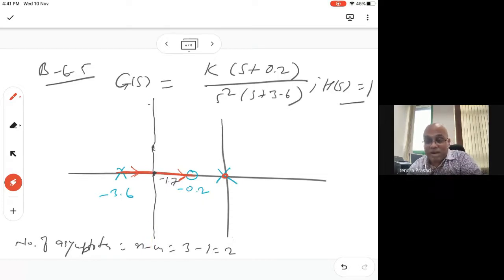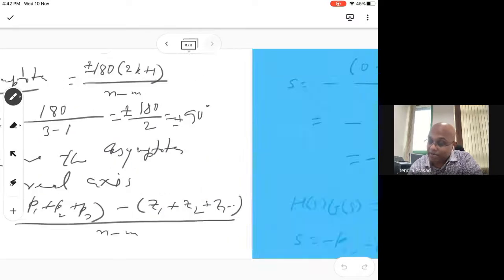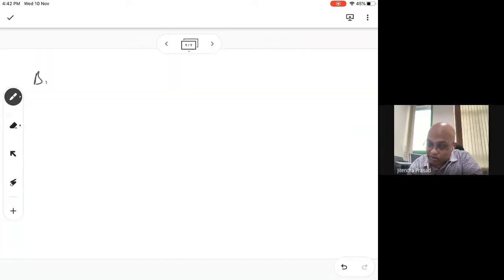Now we have to find out the breakaway points, whether it will break away from here or from here. Most likely it is going to be like this, moving from here to here and then also like this one. Okay, so let us see how to do it. The next thing will be to find the breakaway points.